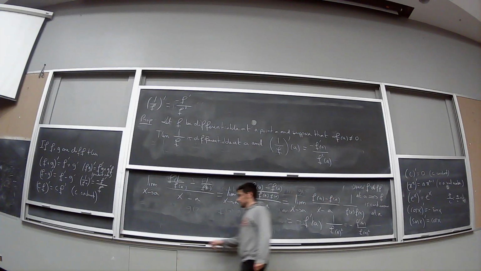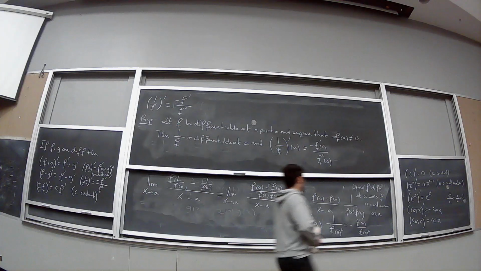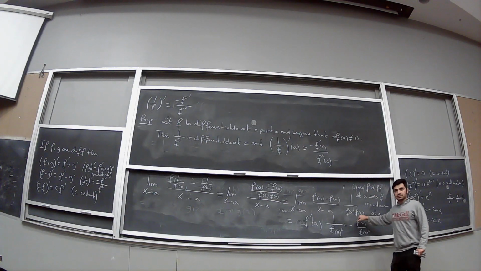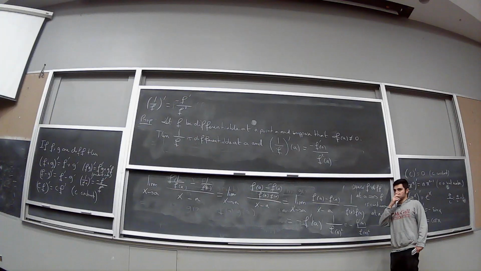I think it's f of a squared at the bottom. f of a is f of a, right? f of x will go to f of a. So you have f of a times f of a, which is f of a squared. That is the same. Okay?